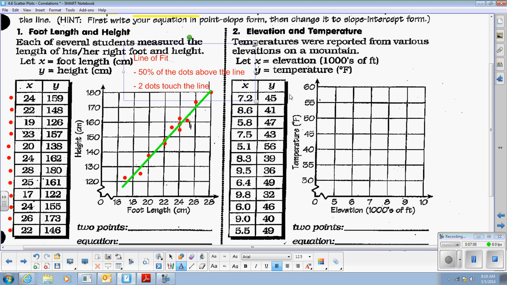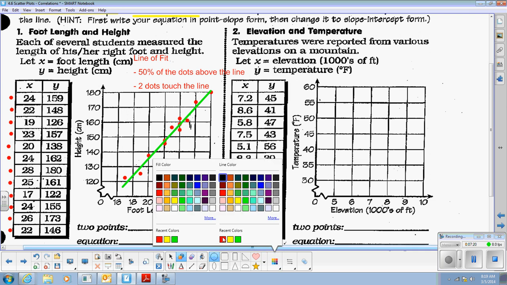All right, let's plot those points. 7.2 and 45. 7.2 and 45. Oh, I better get my color back here. Let's see. I need this one, and this one, and let's use red.